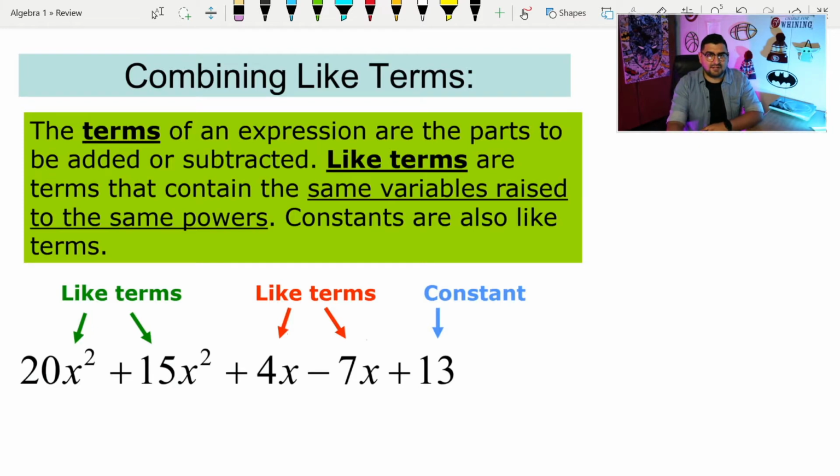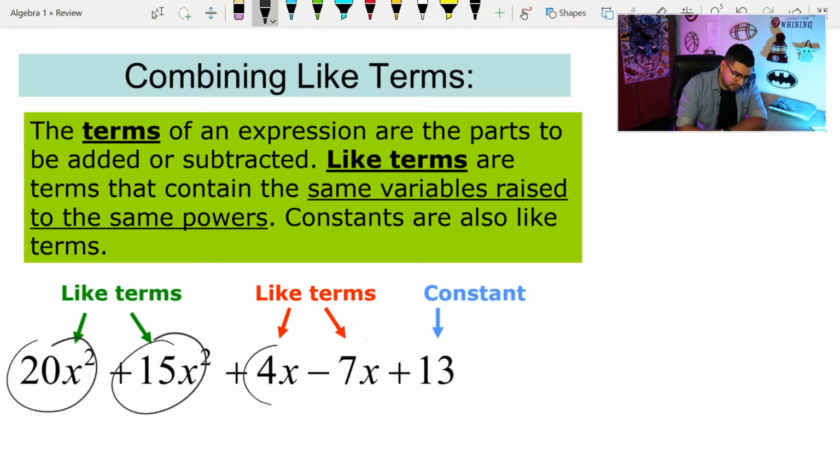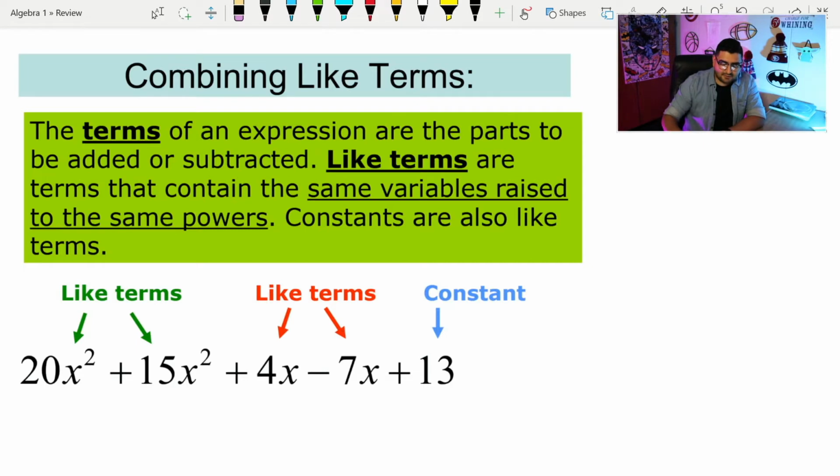So if I look down at the example I have written here, I can see that I have 1, 2, 3, 4, 5 terms that are being added or subtracted. Now, they can be further classified as like terms if they have two things in common. Like terms are terms that have the same variable that are raised to the same power.